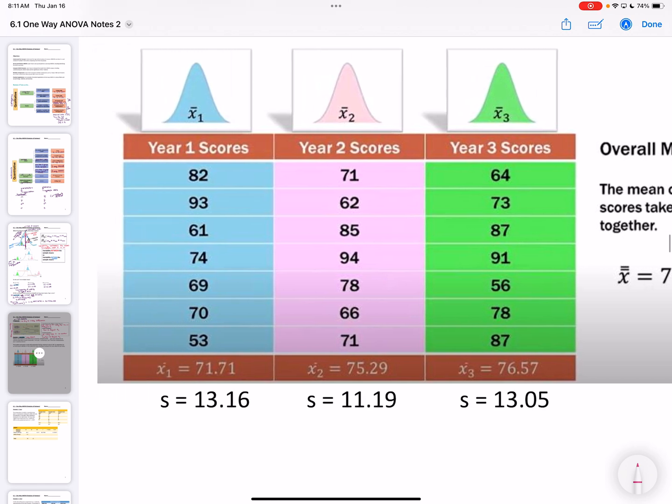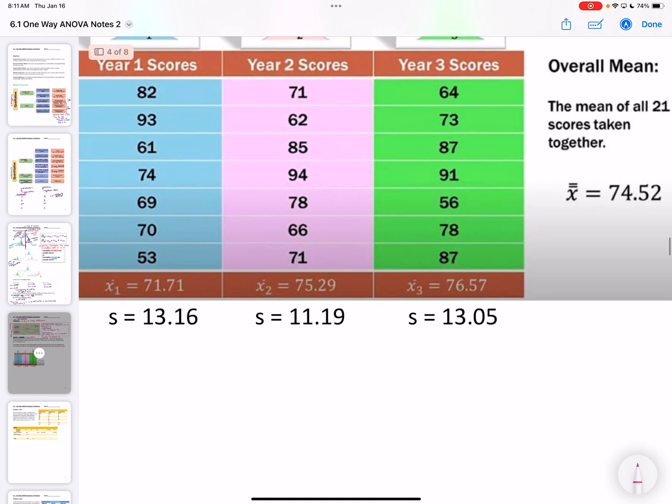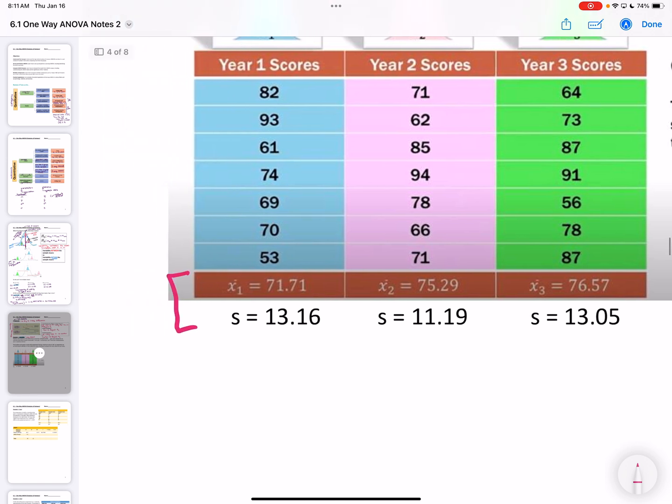All right, then you have S. S is what? Standard deviation for each sample. That's what S stands for. Good. So you'll see 13.16, 11.19, and 13.05. So again, those standard deviations are also close. So these seem pretty close to one another.